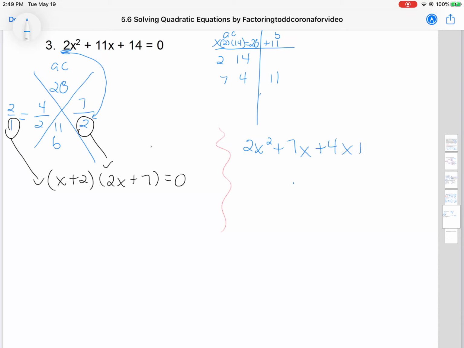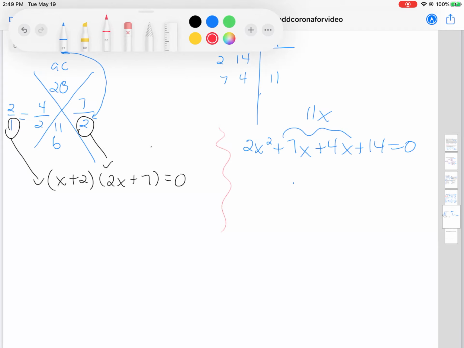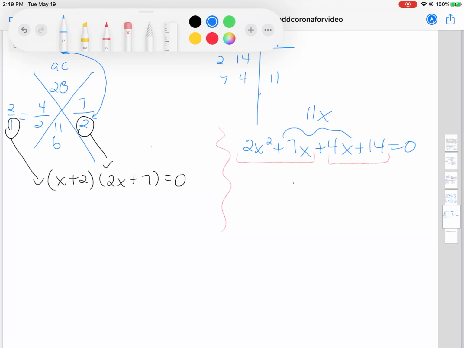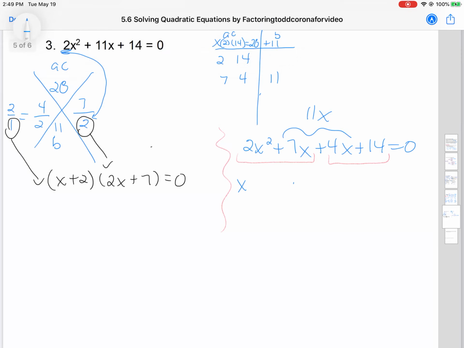So now we rewrite plus 7x plus 4x plus 14 equals 0. So we write the 11x with the 2 factors and then group factor. So I'm going to factor these 2 and then factor these 2 and hopefully get the same thing, right? So the only common factor in the first set is x. So when you divide by x, you're left with 2x and plus 7.